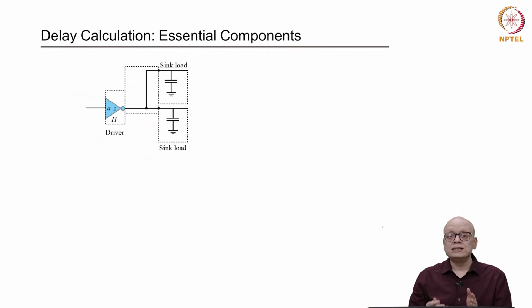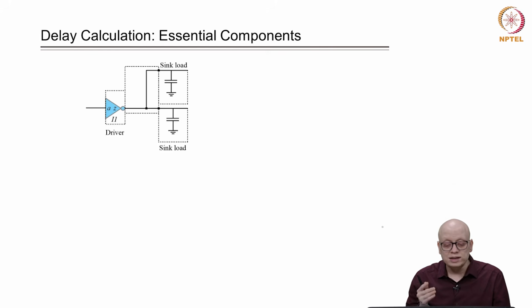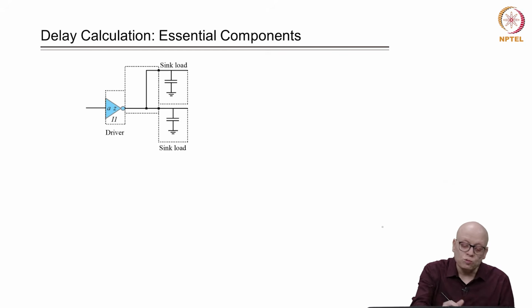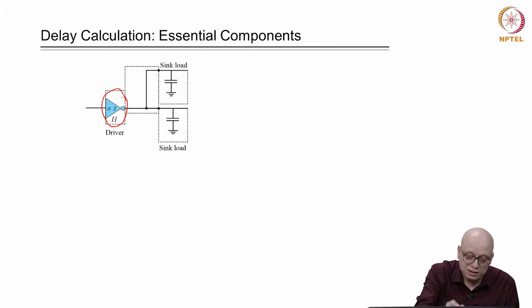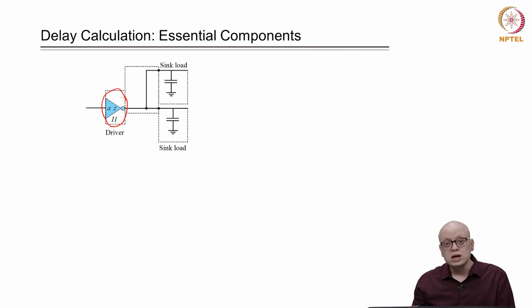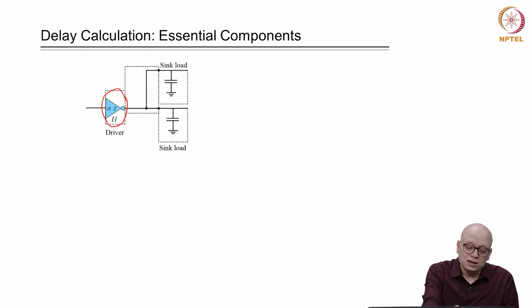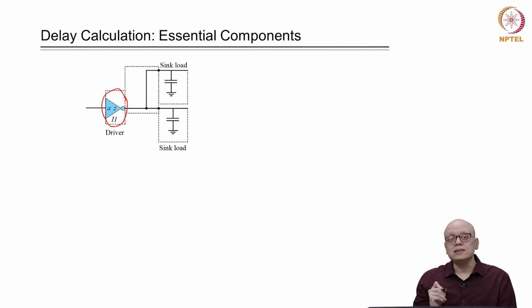Now, how does the delay calculator compute the delay for a given stage? To compute the delay for a given stage, the tool will need various kinds of information. For example, what are the characteristics of this driver? This driver is driving the interconnect and the pin loads. If this driver is very strong, it will charge faster and the delay will be much smaller. The information about the characteristics of the driver I1 is contained in the .lib file that we had discussed earlier.